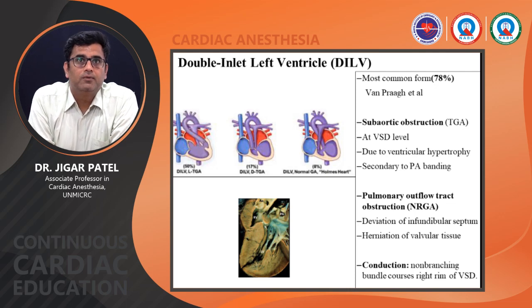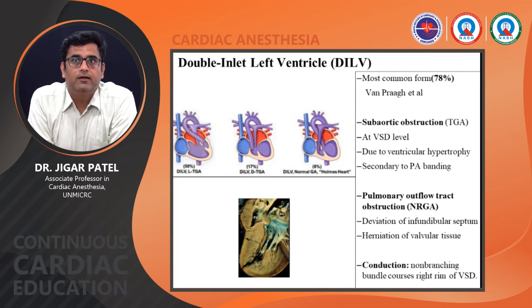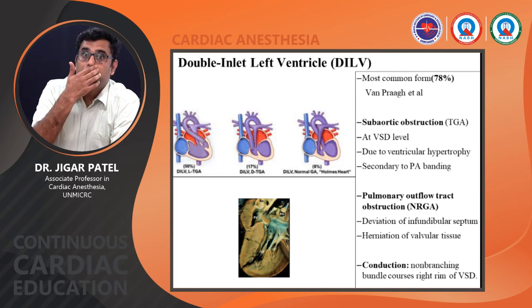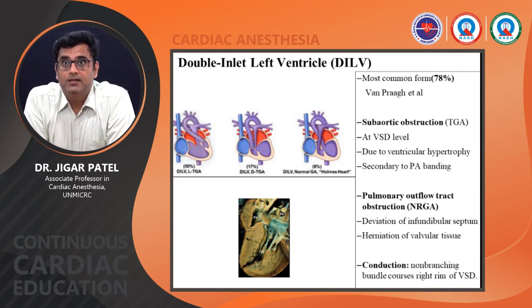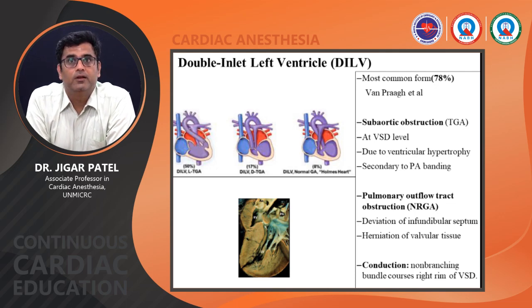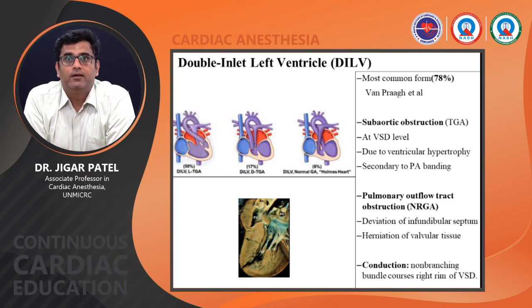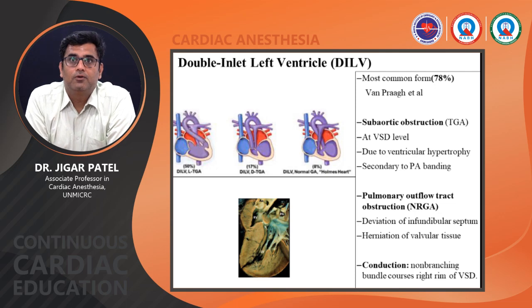So in the double inlet left ventricle with TGA variety, there is a subaortic obstruction present. As you see in the image, it is at the VSD level, and it is due to ventricular hypertrophy, and sometimes it also develops secondary to pulmonary artery banding. And the third type of double inlet left ventricle is the double inlet left ventricle with normal ascending great artery. As we discussed previously, it is Holmes heart.